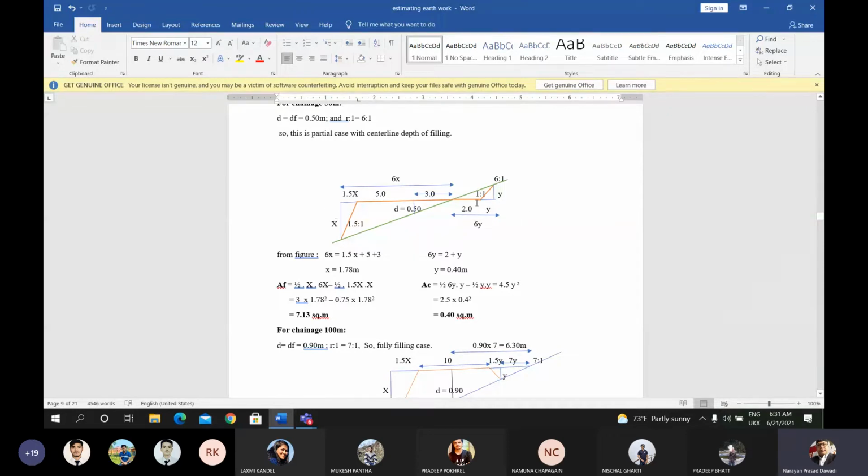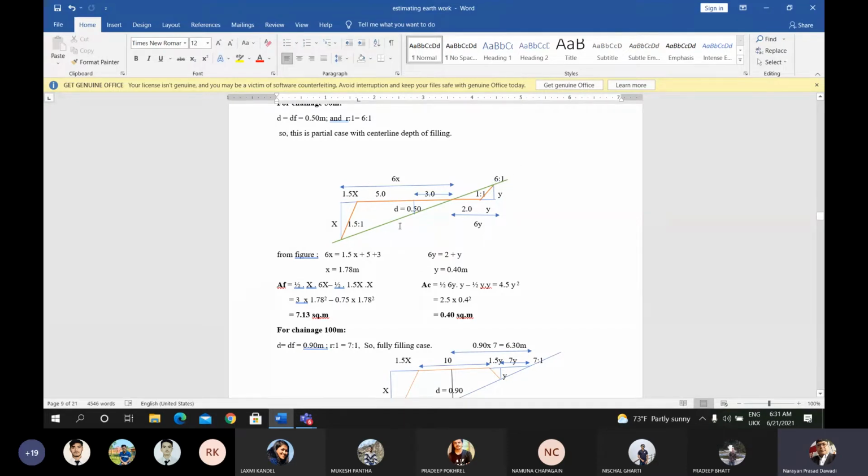Similarly, I have prolonged the base of the cutting portion towards the upper end of the cutting slope, and a perpendicular is drawn, and that value is y. Okay, now I have put the side slope values for the respective cutting and filling as 1:1 and 1.5:1 in the figure. Now the cross slope is 6:1.